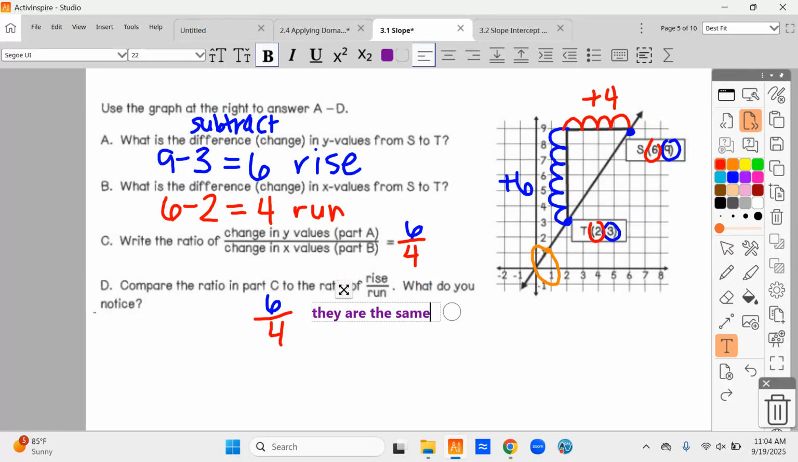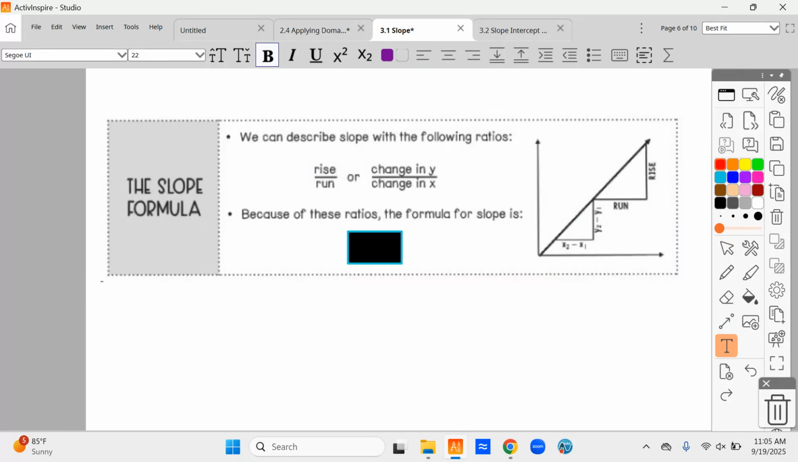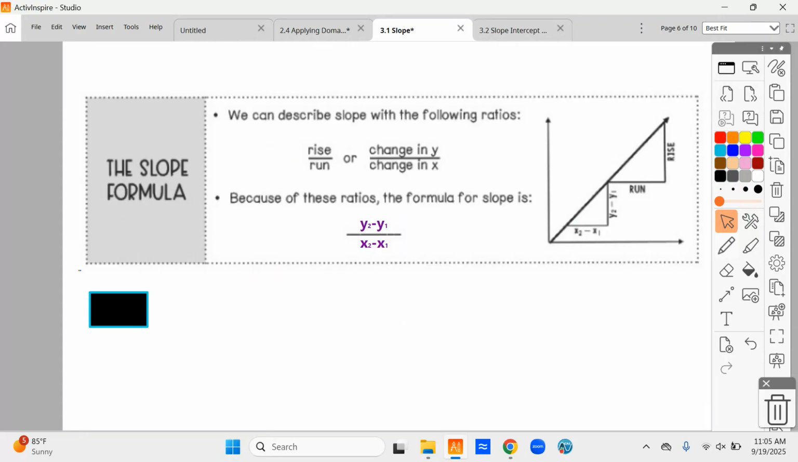They are the same. Okay, so this describes our slope formula. We can describe the slope as the following ratios, either the rise over run or the change in y over change in x. Because of these ratios, we have a slope formula. It's y2 minus y1 over x2 minus x1. So my y values would be the change in y, or I can count up, and my x values are the change in x. I can count across.